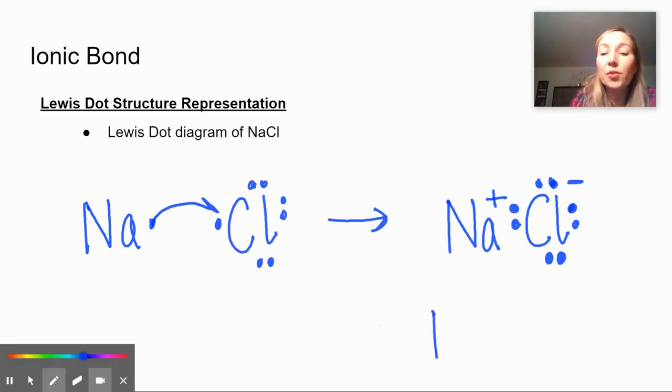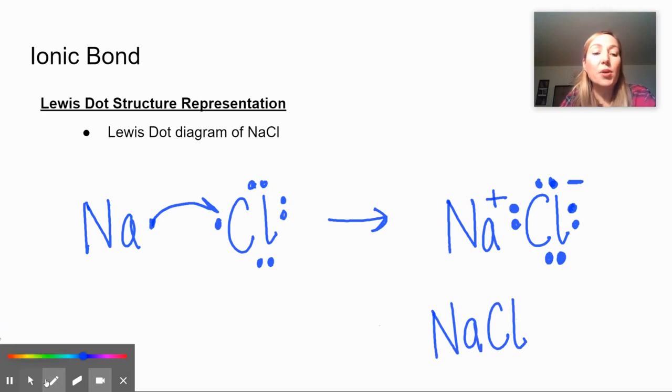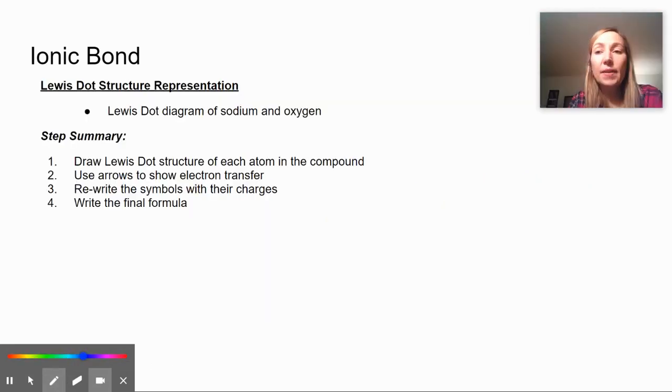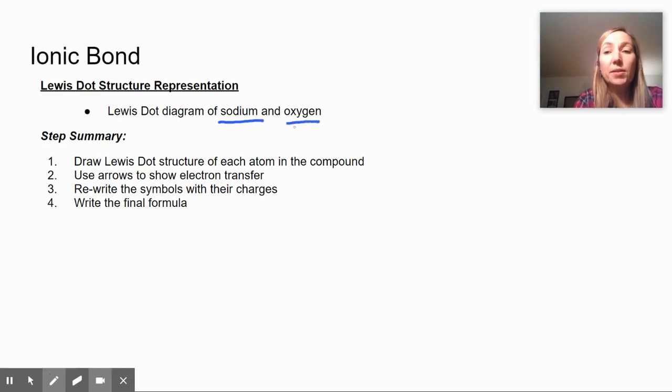And when we go to rewrite the formula, this formula is just NaCl because there's 1 of each. 1 sodium, 1 chlorine. This is an example of ionic bonding between sodium and chlorine. So our summary of steps is that we're going to start by drawing the Lewis dot structure of each atom in this ionic compound. So we're going to draw the Lewis dot structure of sodium by writing Na, its element symbol, and its 1 valence electron.